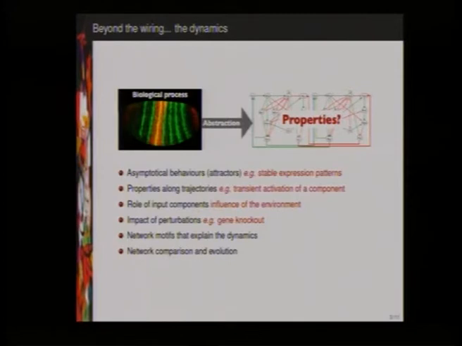From an initial condition, what are the conditions to drive the system towards a given attractor? What is the role of the input components? We know that there is an influence from, for example, environmental signals or neighboring cells. What is the influence of these input signals? We can study also the influence of perturbation. If we have a gene knockout, for example, what is the impact on the dynamical properties?